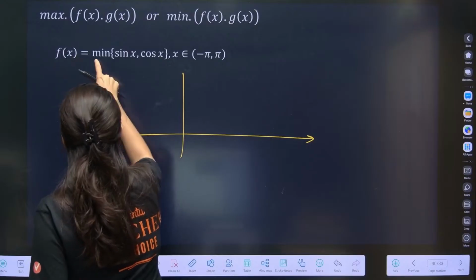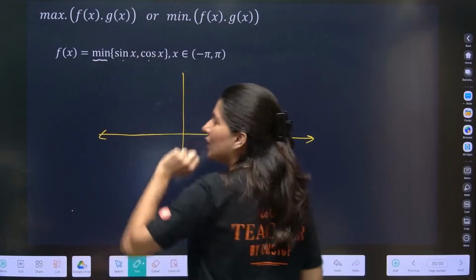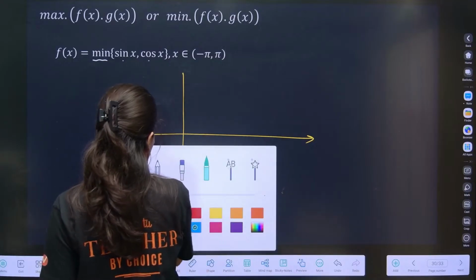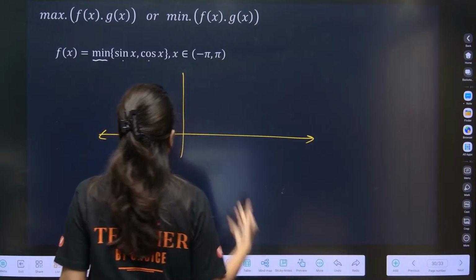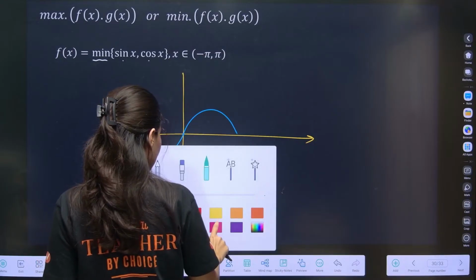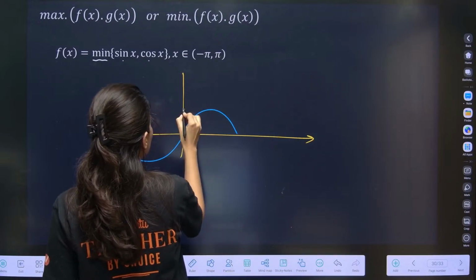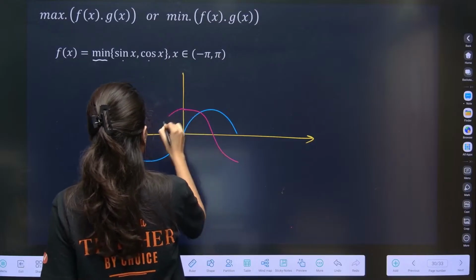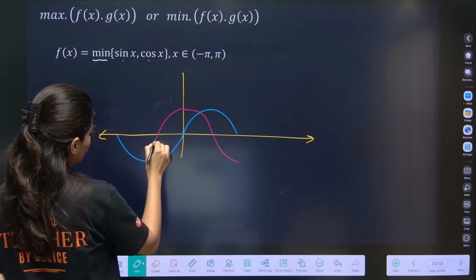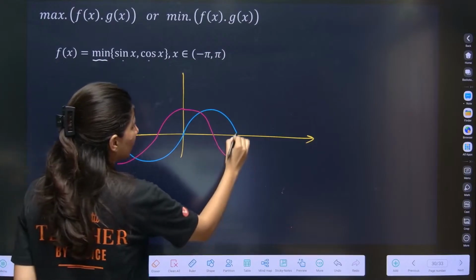They will give you f(x) and write min or max, whatever they want, for example min of sin and cos. These two functions you have to plot in the same curve. So sin x will look like this, from minus pi to pi. Make sure that you are plotting in the interval only. And cos x, how does cos x look? Cos x looks like this. This is minus pi, this is plus pi.